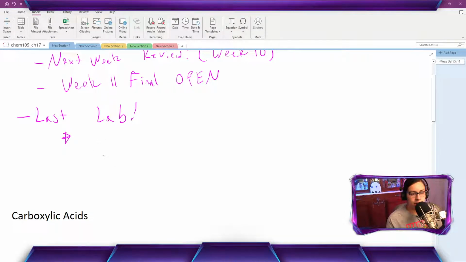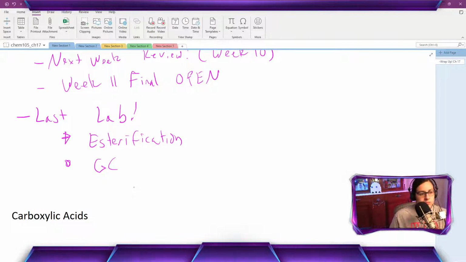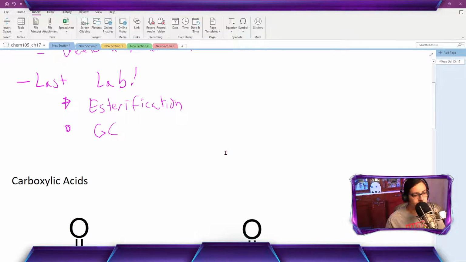And I think the lab that I was planning to do for our final week is going to be an amine lab anyways, and that would be better pushed off to Chem 106. So our last lab today will be esterification. That should be a lot of fun, and hopefully we'll get to play with the GC. We'll learn what that is, a great technique for separation or identification of compounds. Any questions about last week of class or last lab?